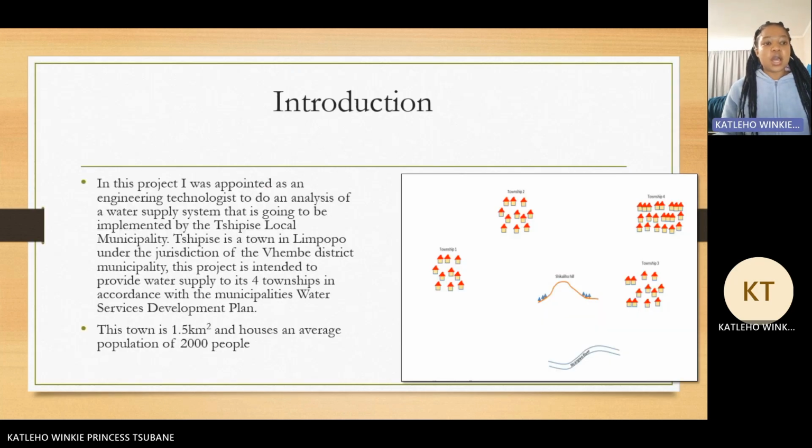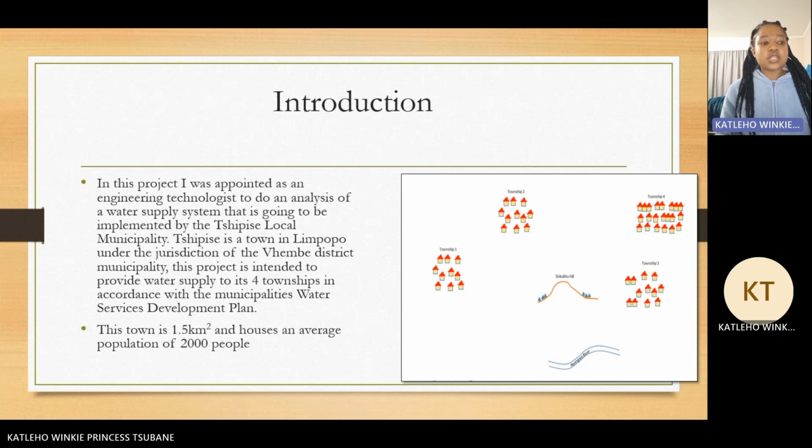In this project, I was appointed as an engineering technologist to do an analysis of a water supply system that is going to be implemented by the Tshipiso local municipality. Tshipiso is a town in Limpopo under the jurisdiction of the Vembe district municipality.